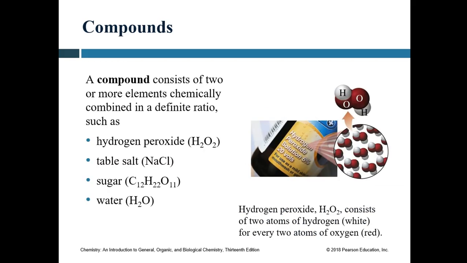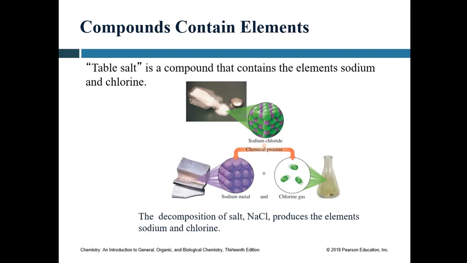Now, compounds consist of two or more elements that are chemically combined in a definite ratio, such as hydrogen peroxide. There are 2 hydrogens for every 2 oxygens. Or salt, table salt, sodium chloride. Or sugar, C12H22O11. Or water, H2O. They are a definite ratio. If it was a different ratio, it wouldn't be that compound. So, because compounds have a definite ratio, that is why they are identified as a pure substance.